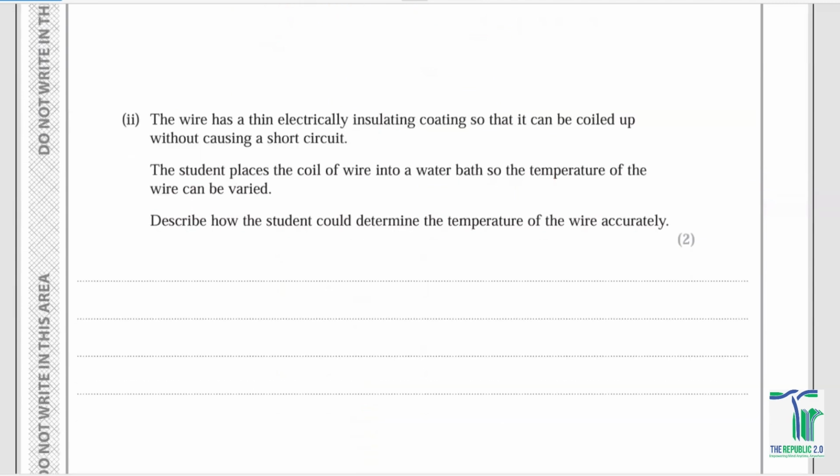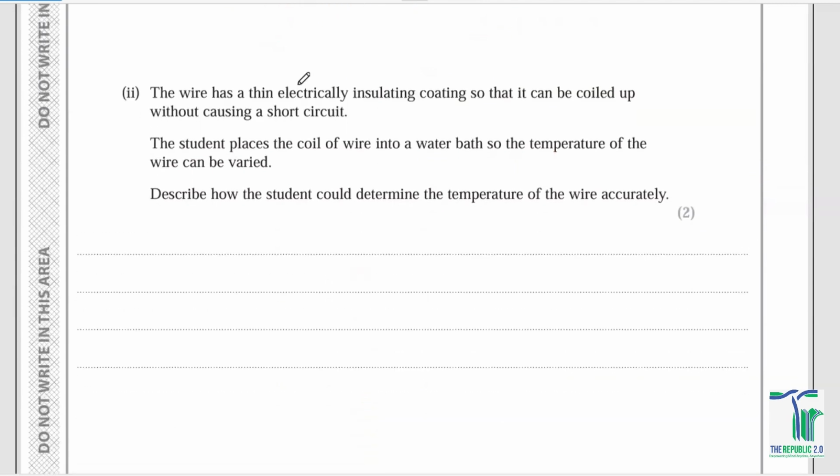Now, in the second part, the wire has a thin electrically insulating coating so that it can be coiled up without causing a short circuit. The student places the coil of wire into the water bath. So we need to describe how the student could determine the temperature of the wire accurately. Okay? How can the student determine the temperature of the wire accurately?